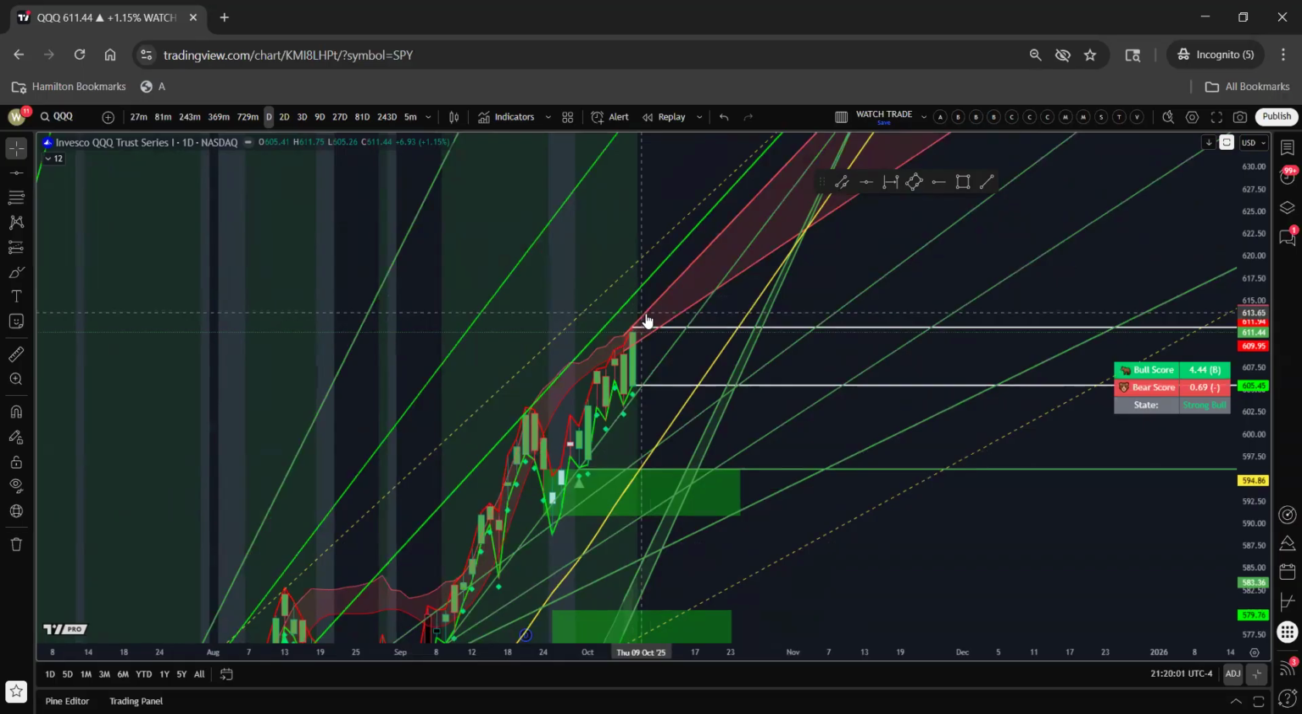So I think our target for tomorrow, because we're just melting up, will be 613.75 for QQQ. And if it's extremely bullish, and if it breaks above, it'll be 616.50.